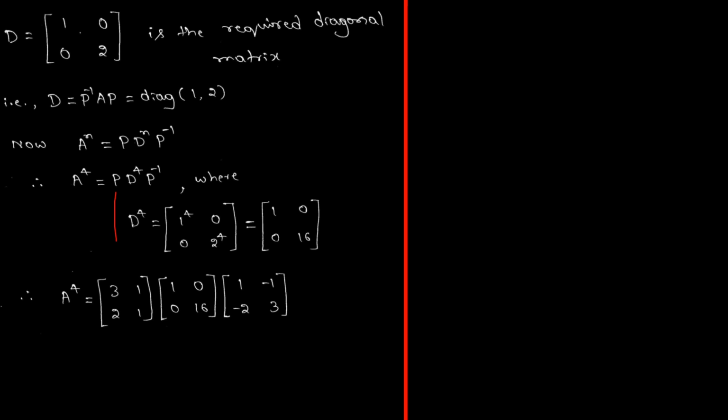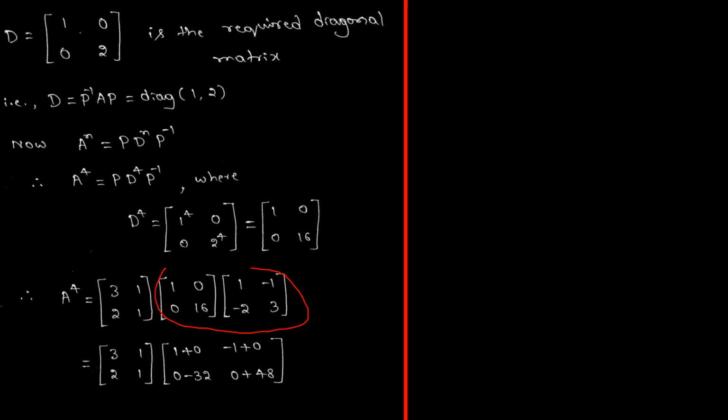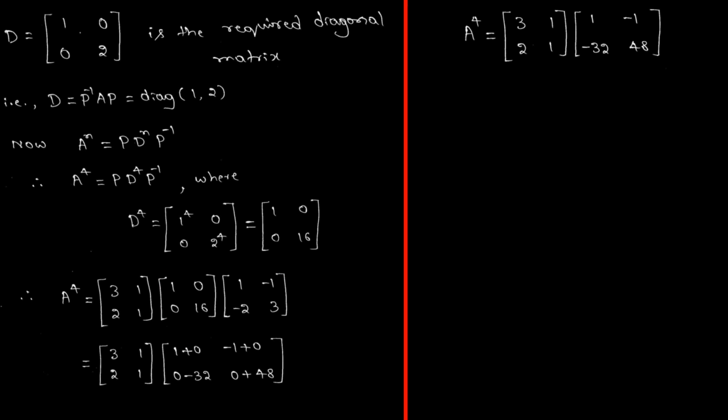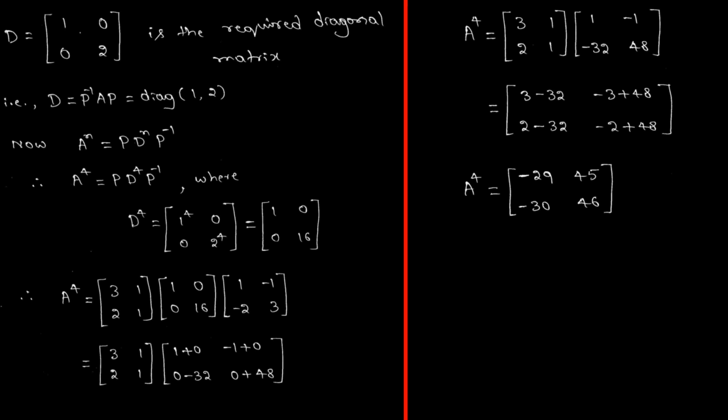So we have written P D to the power 4 P inverse. Take the product now. We take the product of these two matrices and simplify. If you simplify this, you will get this matrix. Again, let us take these two product. If you simplify again, we get this.